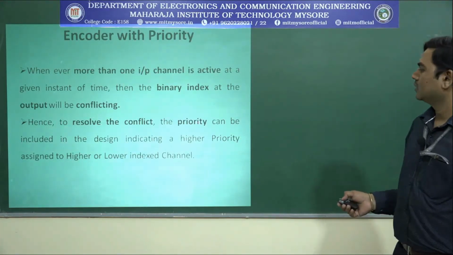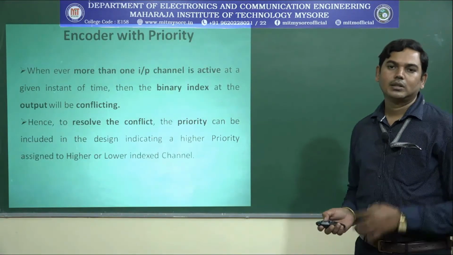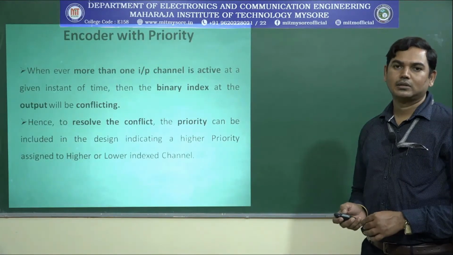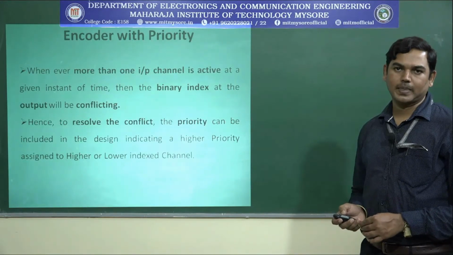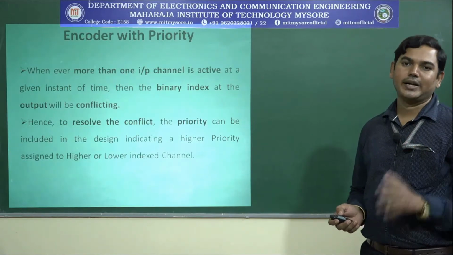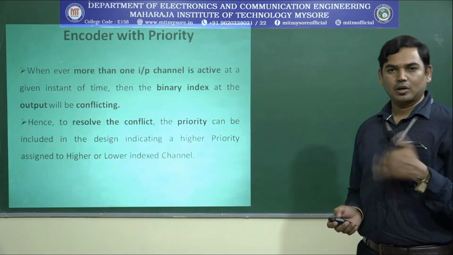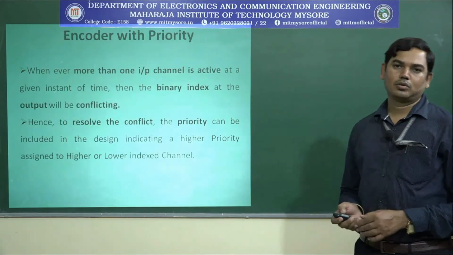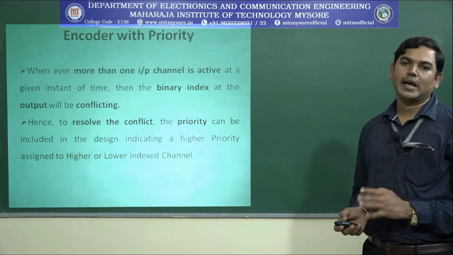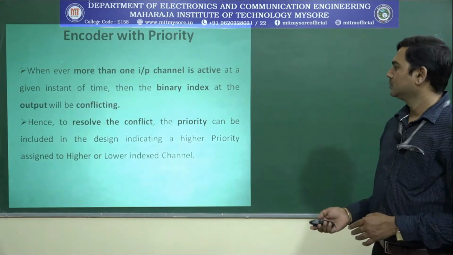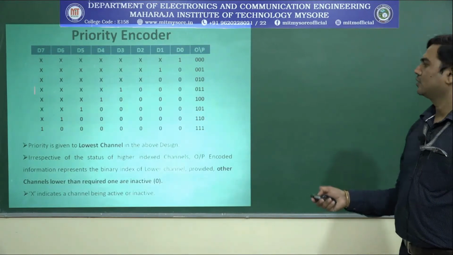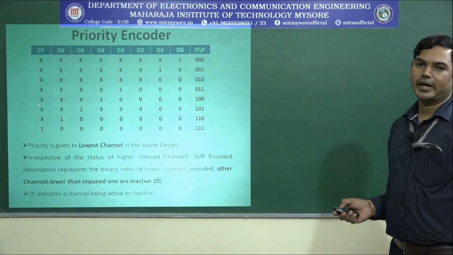We will resolve the conflict by assigning a priority. We will say the highest channel out of 2 to the power n should have the priority. That gives us a priority encoder with the highest priority assigned to the MSB. Contrary to that, we can also have an encoder which gives priority to the LSB. So let us understand this functional table of a priority encoder.